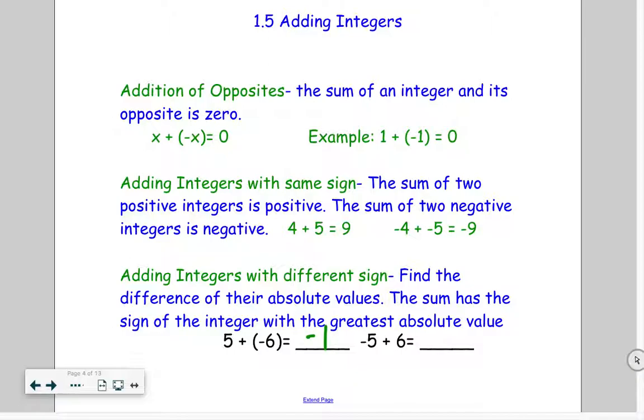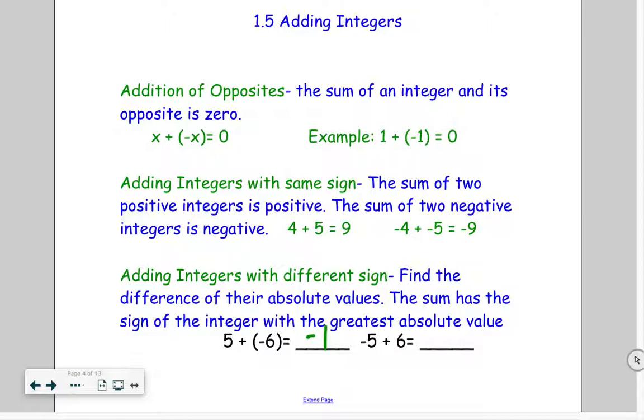Now, on a number line, would you look at this, please? We had 5 plus a negative 6. So I start at 0 and I go 1, 2, 3, 4, 5. I'm going to a positive 5, right? Now I'm going to add 6 negatives. 1, 2, 3, 4, 5, 6. I ended at negative 1 because when I added a negative, I had to go backwards to the left.